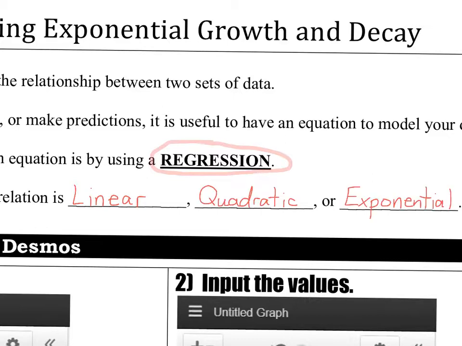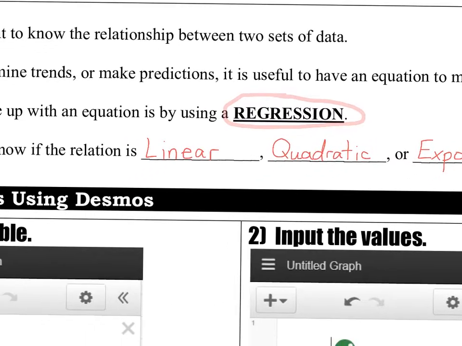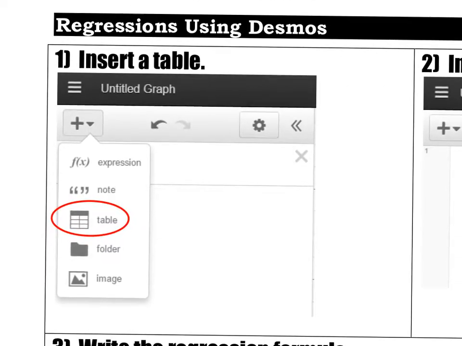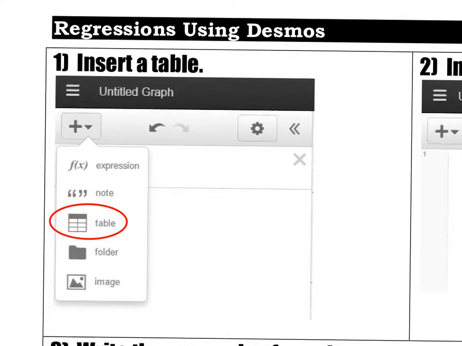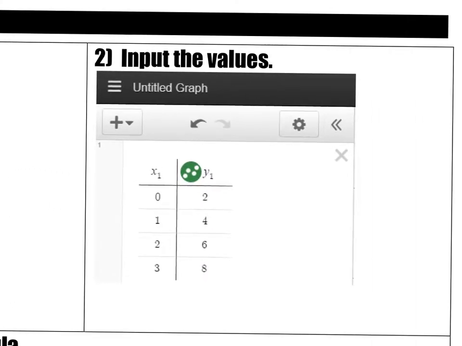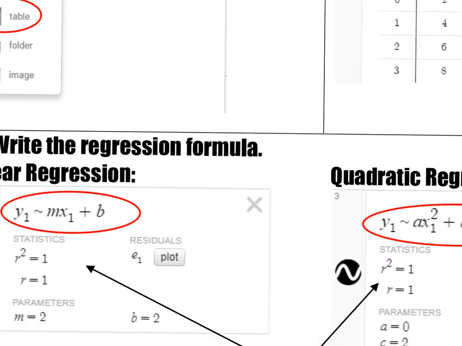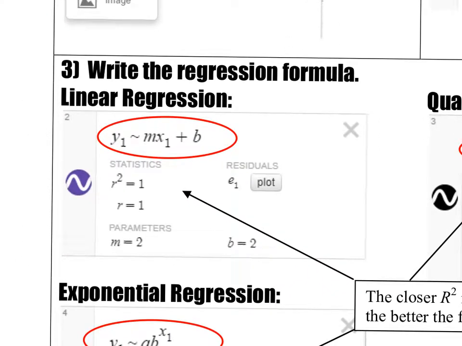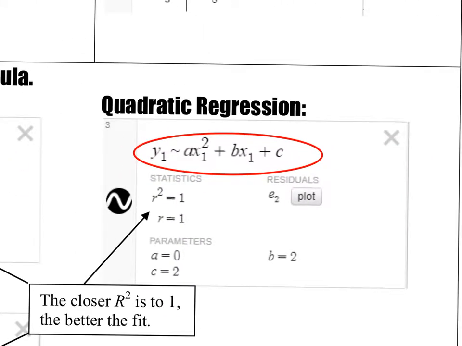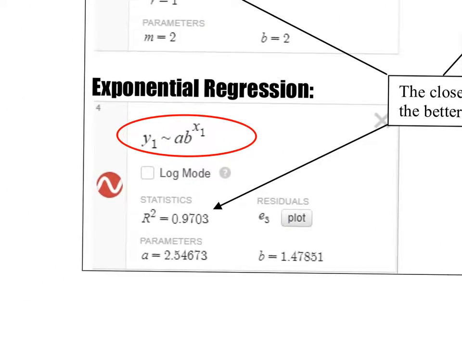Usually, data from the real world doesn't fit an equation exactly, so you're looking for either the line or the curve of best fit. I'm going to show you how to do this using Desmos. The first step is to insert a table. I'll show you how to do that. The next step is to put your values in the table. Once you do that, you'll see a graph, and you can type in the regression formula. There's one to make a line of best fit, or a parabola of best fit, or an exponential curve of best fit.